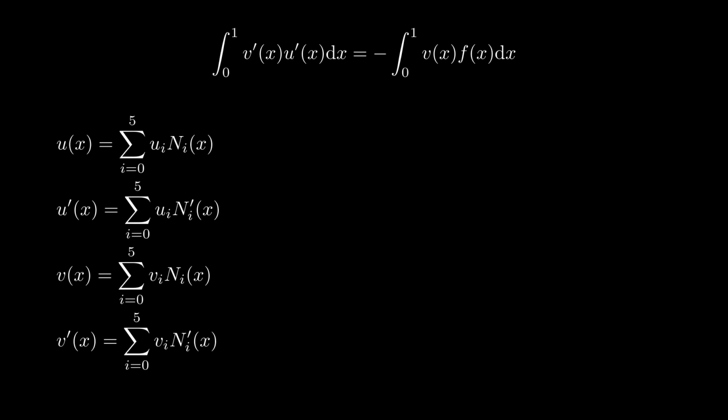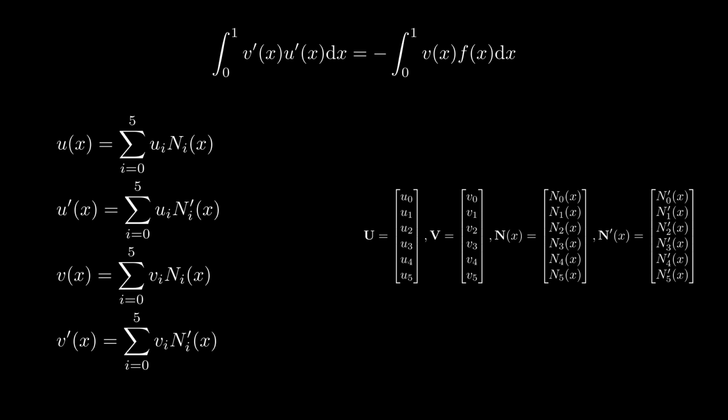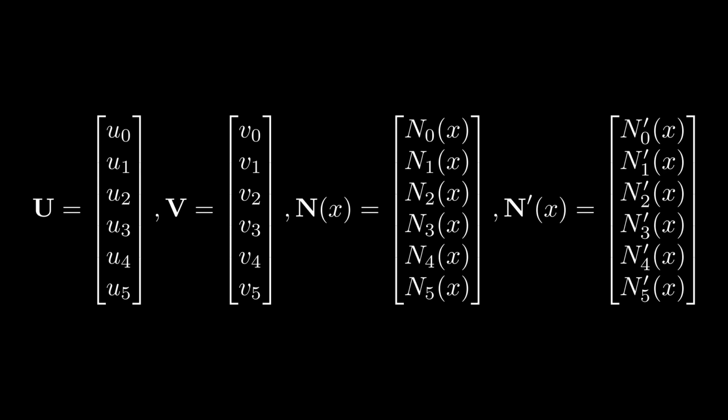Before we substitute the ansatz for u and v in the weak formulation, we will slightly change the notation. To this end, we introduce the vectors U and V, which contain the nodal values of the functions u and v respectively.